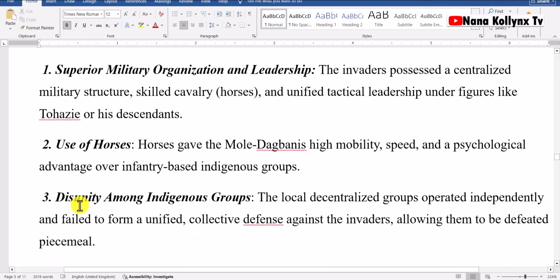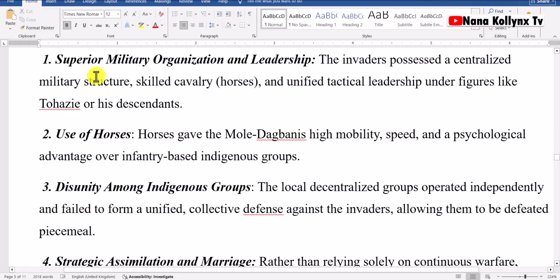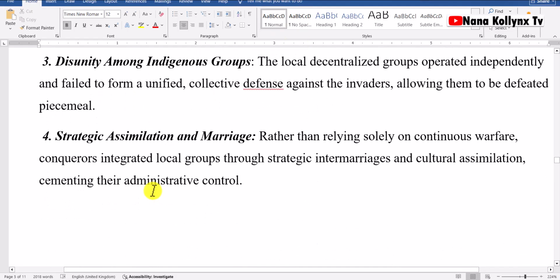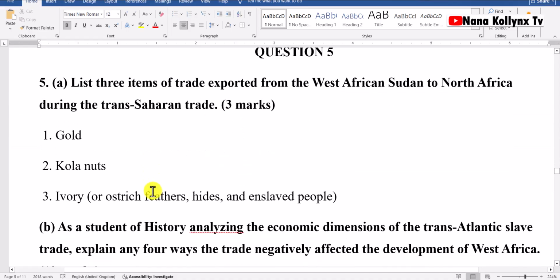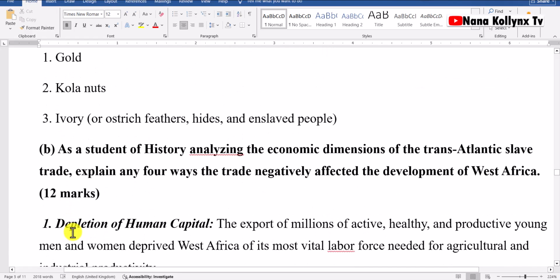Very interesting and beautiful. So just go through them. They are here. Very, very nice. Go through them. Then we have the strategic assimilation and marriages. Good. Let's go to question number 5. Place items that are exported from Western Sudan. They are here. Okay. B.